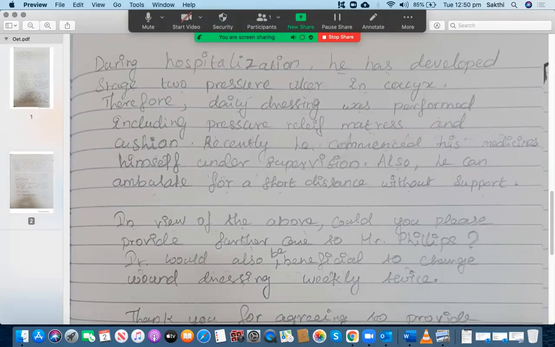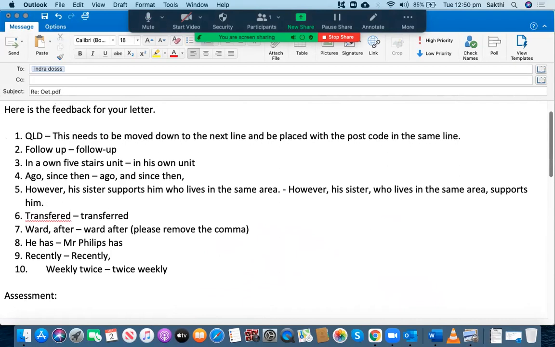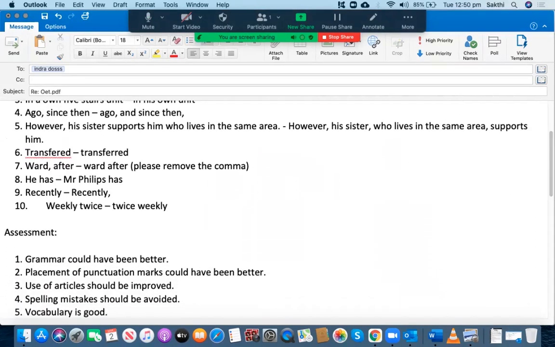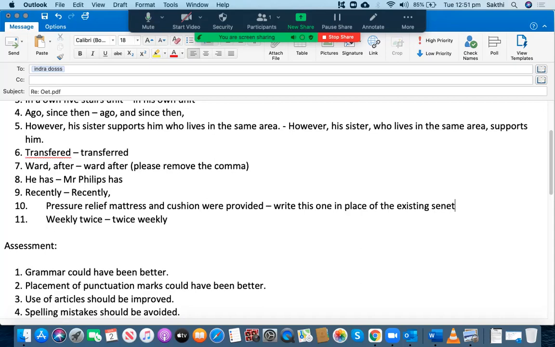All right, let's go to the next one. So this should have been like, and pressure relief mattress and cushion were provided. That should have been the sentence. Okay, let me write that down. So here, pressure relief mattress and cushion. Instead of that, you should have used it like this, where provided. Okay, where provided. Write this one in place of the existing sentence. Okay, that's wrong. So you just need to add it here, somewhere here.